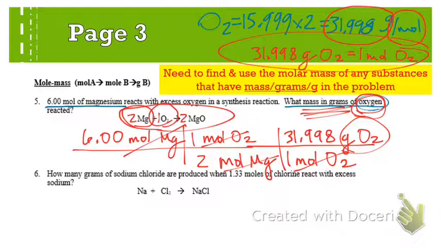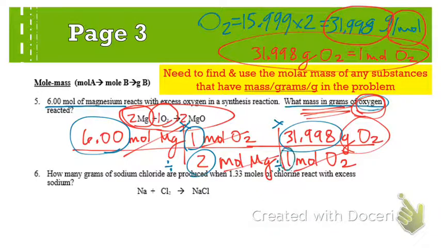I'm going to have a few more numbers to put in my calculator, because I'm going to take 6 times 1 times 31.998 divided by 2 and divided by 1. I would really recommend that you do all of that together all at once, push equal once, and get your answer out.